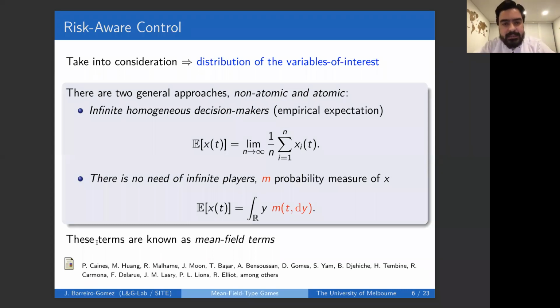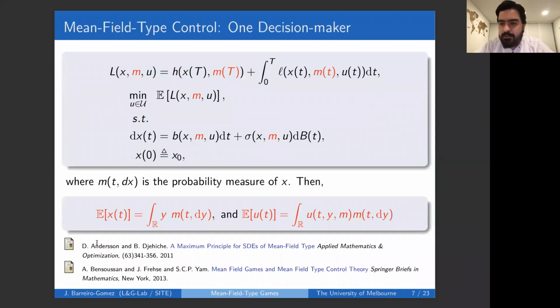Okay, so this is an example of a problem statement of a mean field type controller. So this can be seen also as a game in which we have only a unique decision maker. So we have a cost that we want to minimize, and this cost is of mean field type, in the sense that we have a mean field term that is denoted by M. And then we have a terminal cost that is denoted by H, and a running cost denoted by this L.